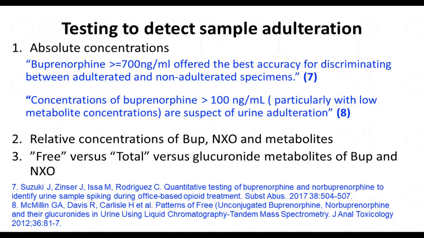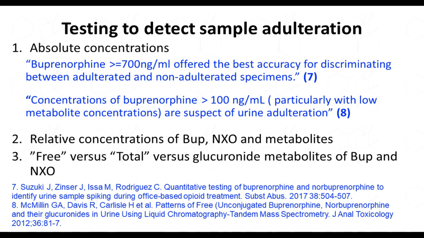This is just to remind me that we're moving on to the next section, and that is talking a little bit about testing to detect sample adulteration. So one of the ways to do that is to look at absolute concentrations. From a study in which total buprenorphine was measured, and I've given you the reference there down at the bottom, they found that a threshold of 700 nanograms per mil offered the best accuracy for trying to discriminate between an adulterated and a non-adulterated specimen.